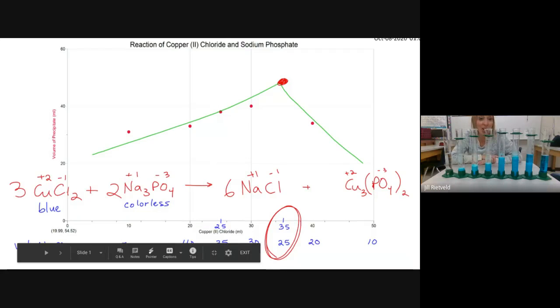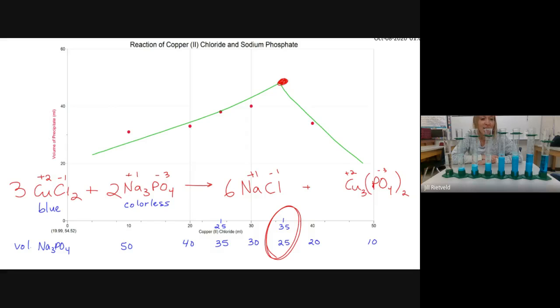Okay, so the balanced equation is as follows. There should be 3 moles of copper chloride plus 2 moles of sodium phosphate, forming 6 moles of sodium chloride and then 1 mole of this copper phosphate. Now, you do not need to balance equations in this unit. We're mostly focused on the ratios and the stoichiometry. In the next unit, we'll get more in depth with the different types of reactions and balancing them and all that good stuff. But here is the balanced equation.